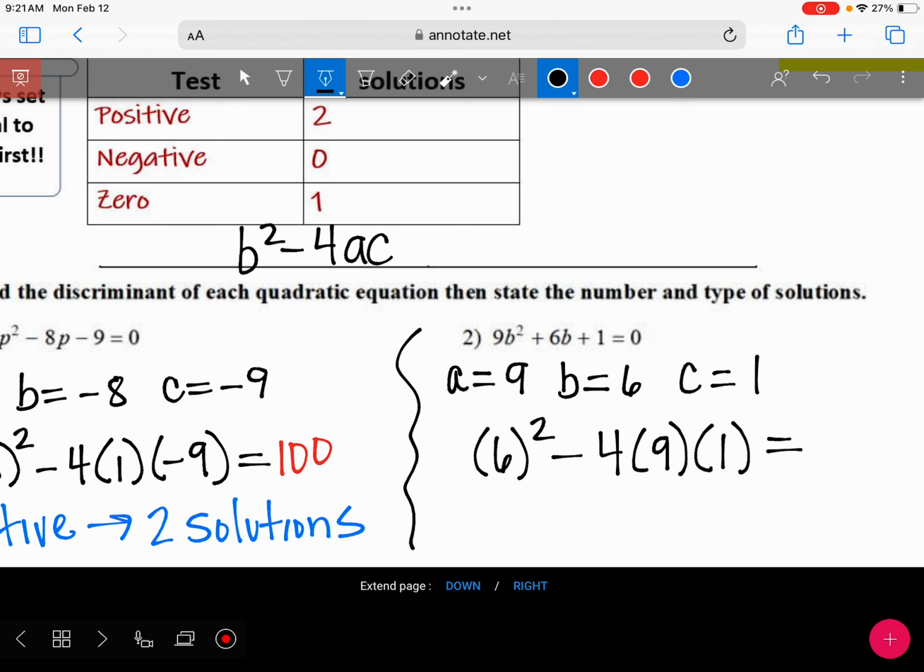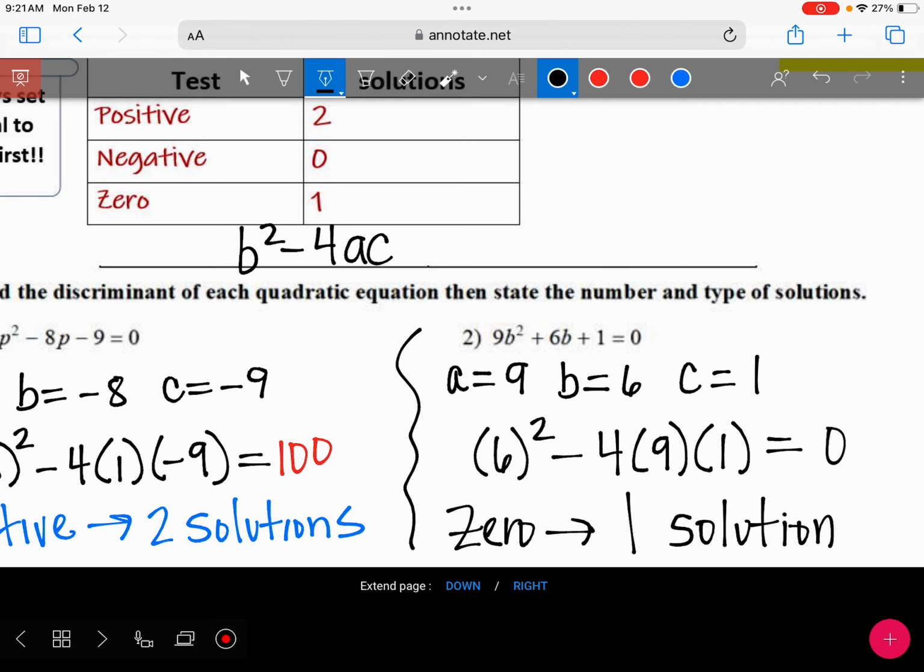All right, what did you all get for your discriminant? 0. Who got 0? When you get 0, it doesn't happen often. What does that mean? 1 solution. There's only 1 x-intercept. All right, let's keep going.